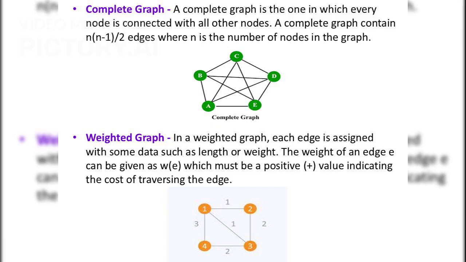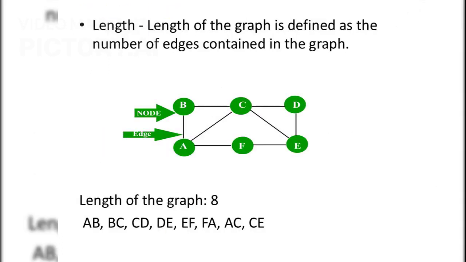Complete graphs have edges connecting every pair of nodes, while weighted graphs assign a value to each edge, representing the cost or length of traversal. The length of a graph is determined by the number of edges it contains. This metric helps us understand the complexity and connectivity of the graph.